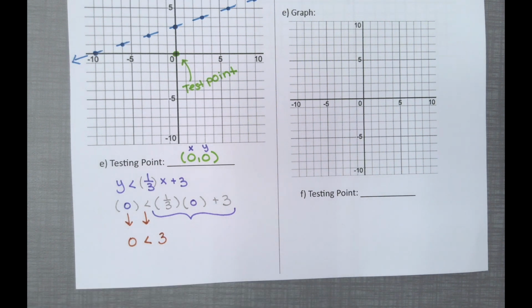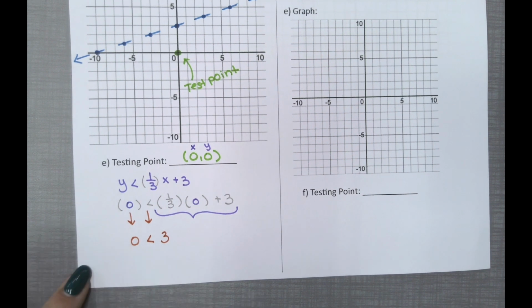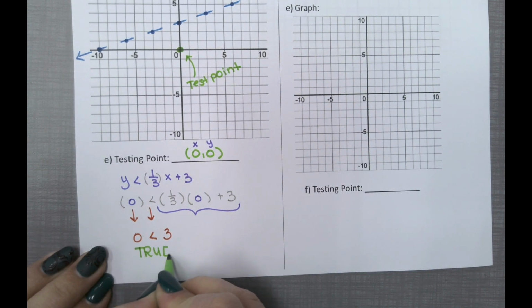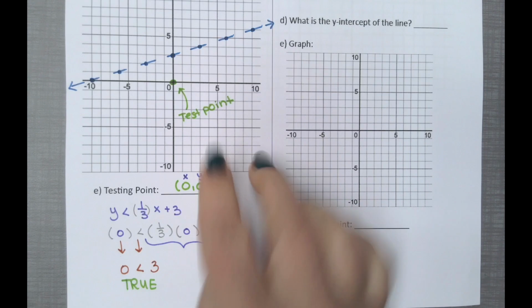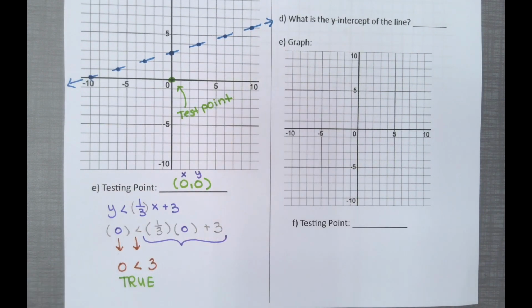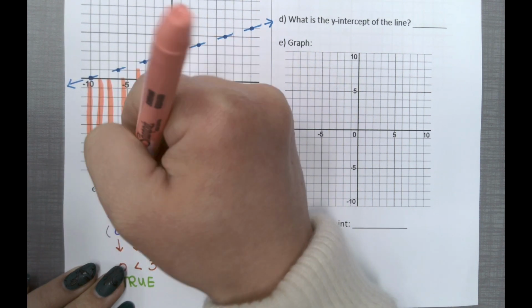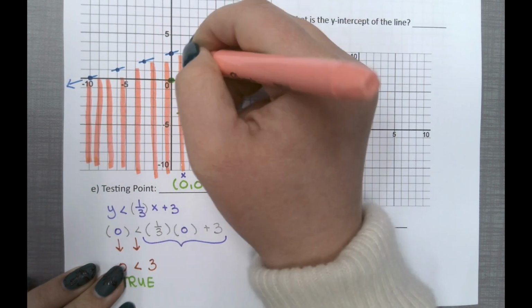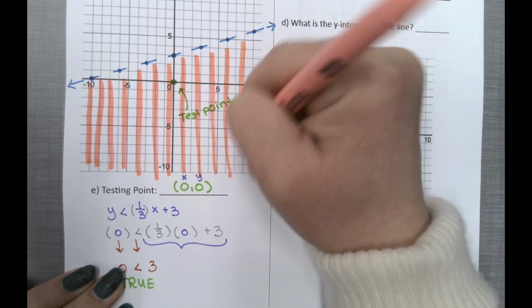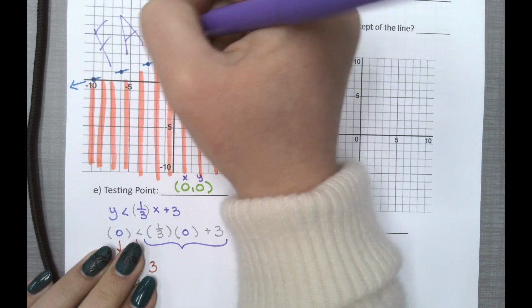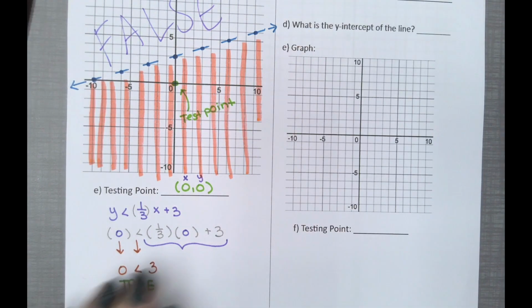Let's read that and see if that is a true or a false statement. And we have 0 is less than 3. Is 0 smaller than 3? Yeah, 0 is smaller than 3. This is true. So because this is true, everything in this section right here is going to be shaded in, because we are shading in the true region. Make sure you do not go past that line, because above this true section is our false section. So everything here ends up being false.